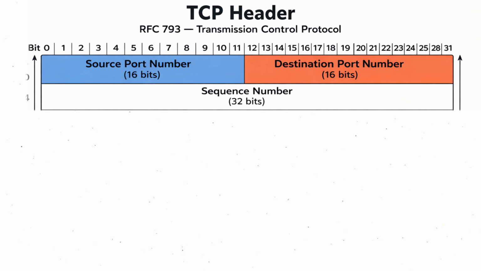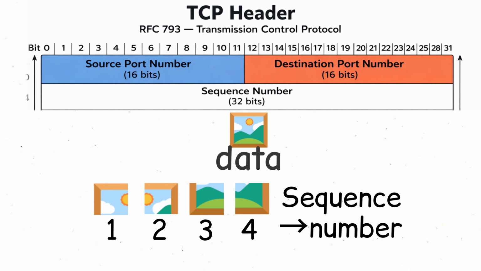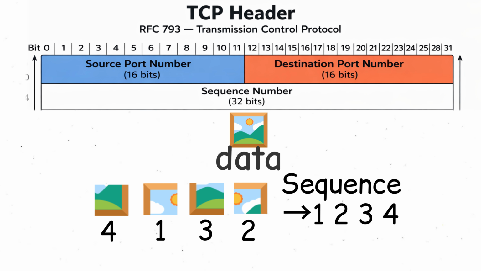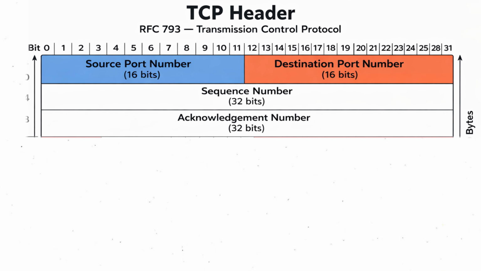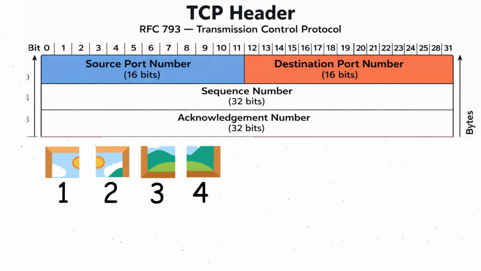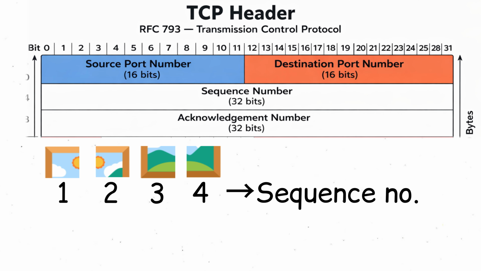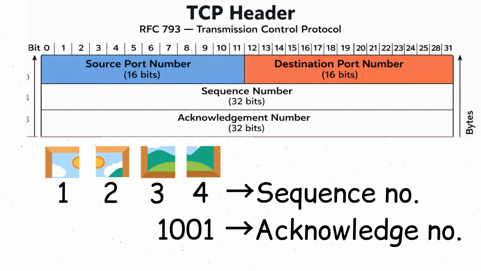Next comes the sequence number. TCP breaks data into smaller chunks, and the sequence number tells TCP the exact position of this chunk in the overall data stream. Even if packets arrive out of order, TCP can put everything back together correctly because of this number. Right below that is the acknowledgement number. This field tells the sender, "I have successfully received all data up to this point." This is how TCP confirms delivery and detects missing data. Together, the sequence number and acknowledgement number are the core reason TCP provides reliable and ordered communication.